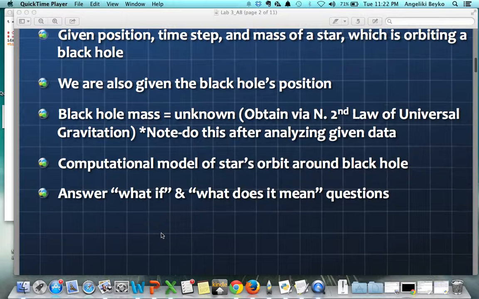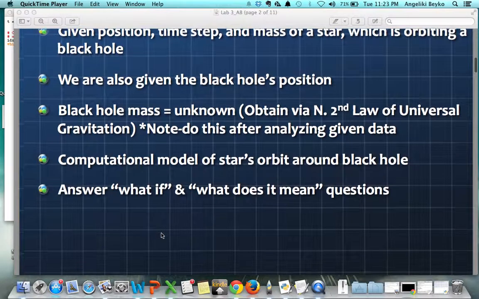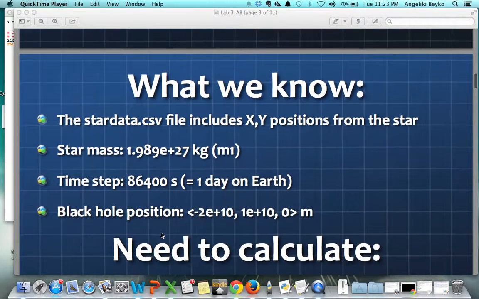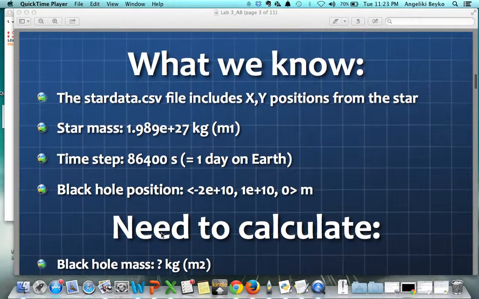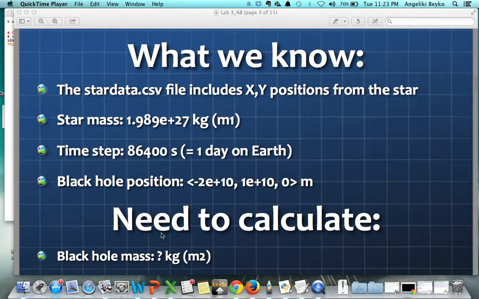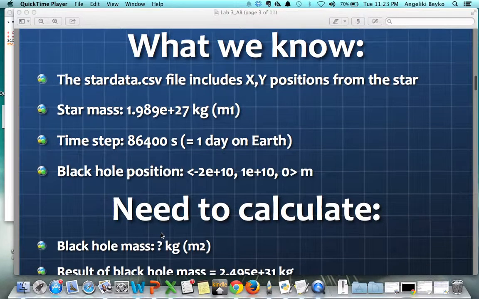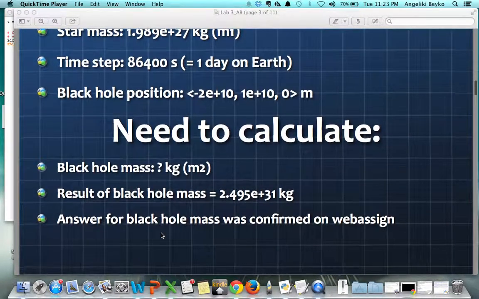We're going to calculate a computational model of the star's orbit around the black hole. We're going to finally wrap up with the what if and what does it mean answers. So we know the star data CSV file, the XY positions for the star. We know the star mass, we're given the time step and the black hole position. So we need to calculate the black hole mass.